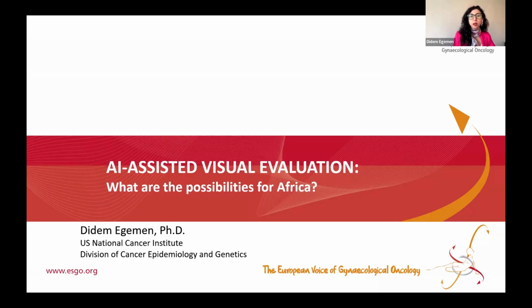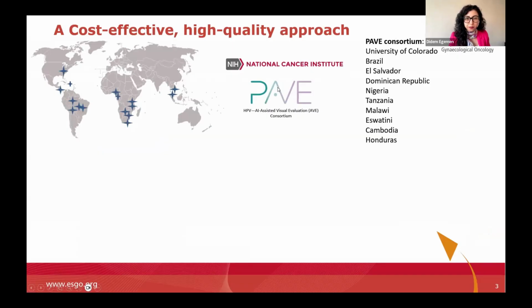This is a colposcopy session, but I will generally talk about visual evaluation through AI, and whether it is a possibility for Africa. Let me click on the screen. Okay. So first, I will go through our approach and then generally talk about whether AI is a solution for visual screening in low resource settings. We have a PAVE consortium that we mentioned in the previous session, and we conducted this study in 9 countries in South America and Africa.